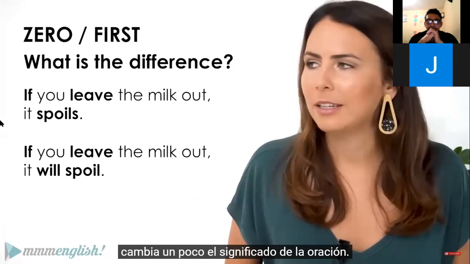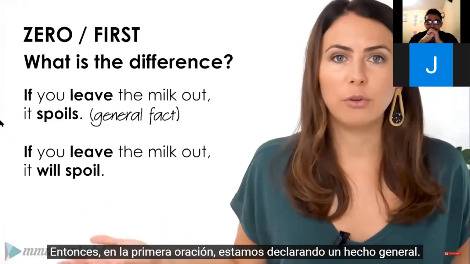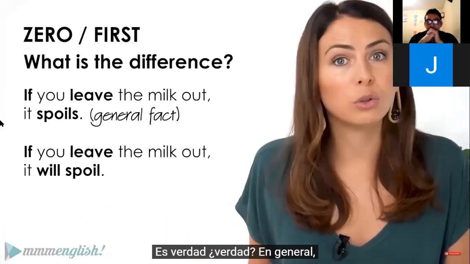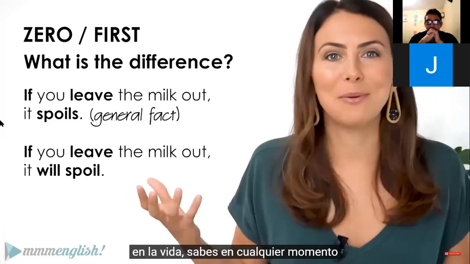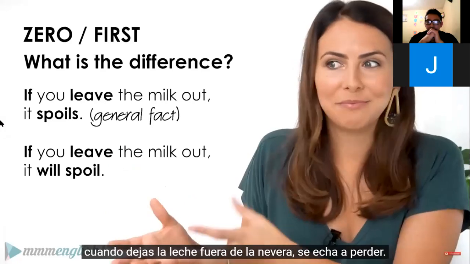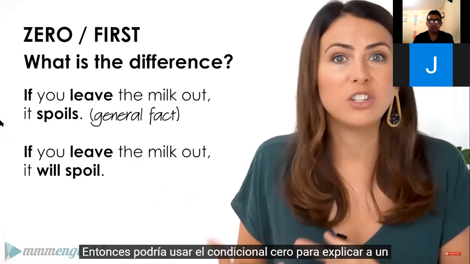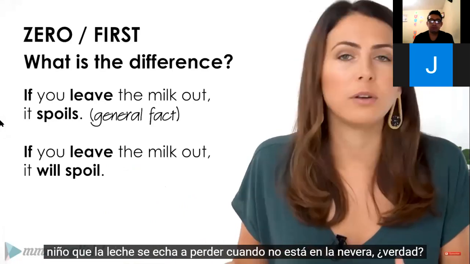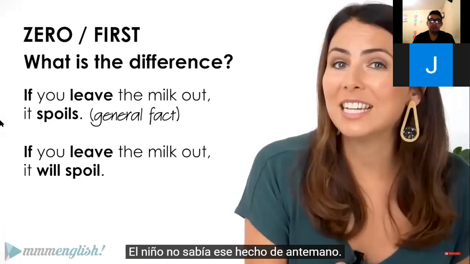So in the first sentence, we're stating a general fact. It's true, right? In general, in life, at any moment, when you leave milk out of the fridge, it spoils. So I might use the zero conditional to explain to a child that milk spoils when it's not in the fridge, right? The child didn't know that fact beforehand.